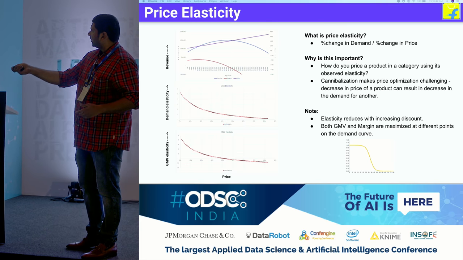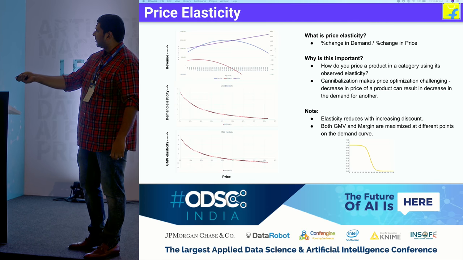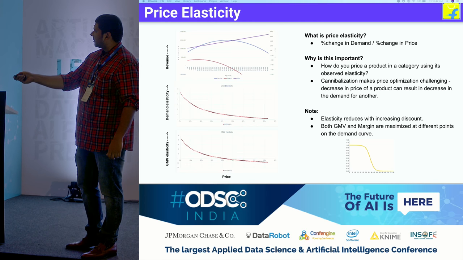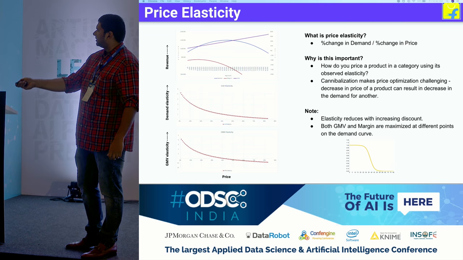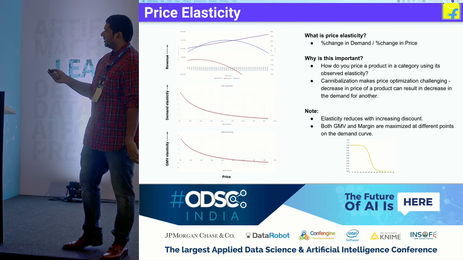you see this curve right here. This is a typical elasticity curve where, forgive the lack of axis here, this is increasing price and this is increasing demand on the y-axis. You see that as you keep increasing price, there is a sharp decrease here and then suddenly this flattens out. So it's like a real sigmoid curve that you can see in a lot of places in real life, right?